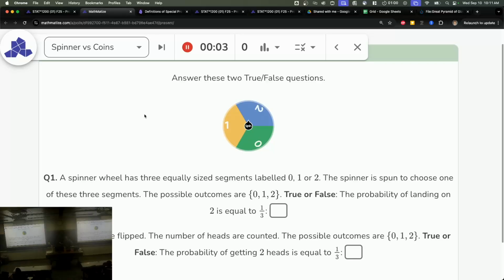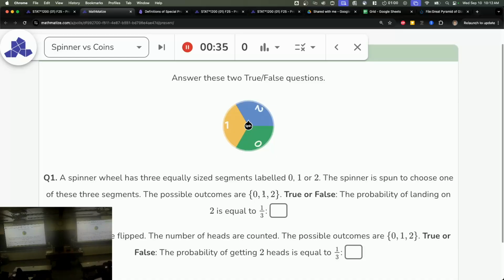In this problem, I have two situations that I want you to math model and come up with the probabilities. In the first situation, we have a spinner wheel. Here's a picture of it with 3 equally sized segments labeled 0, 1, or 2. The spinner is spun to choose one of the 3 segments. The possible outcomes are 0, 1, 2. So I'm giving you a little hint here. When I say the possible outcomes are 0, 1, 2, I'm saying this is the probability space I'm thinking of. True or false, the probability of landing on a 2 is equal to a third.